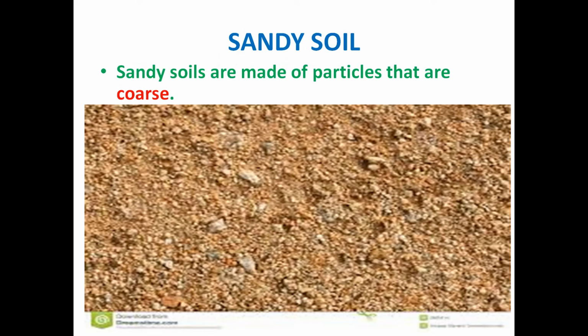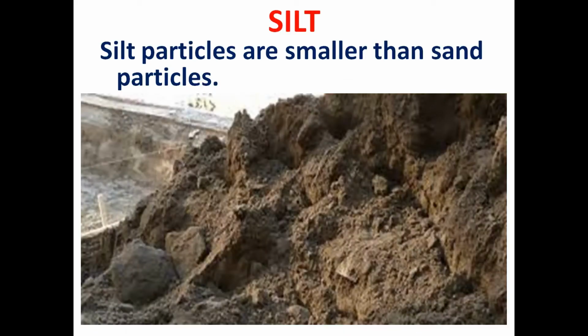The sandy soil, we see how the sandy soil appears. The particles of the sandy soils are coarse. They are not so fine like the clay. They are coarse particles, the rough particles. Another type of soil is silt. Here the particles are smaller than the sandy soil. The sand particles are a bit larger than the silt particles. So silt is a little less coarse than the sandy soil.